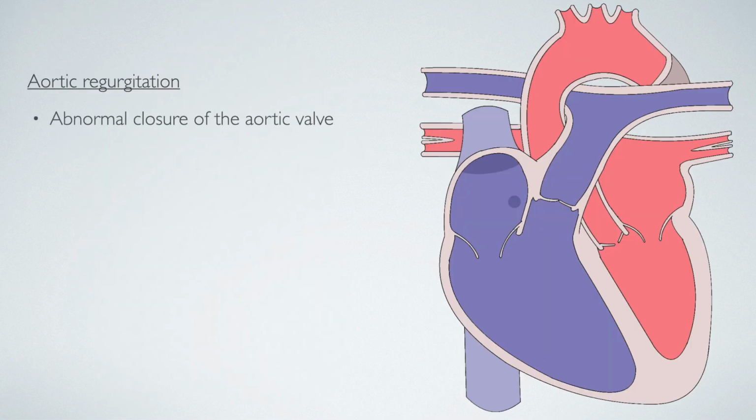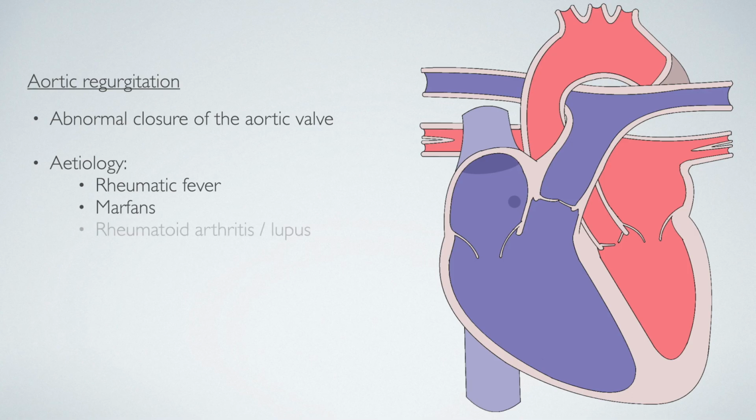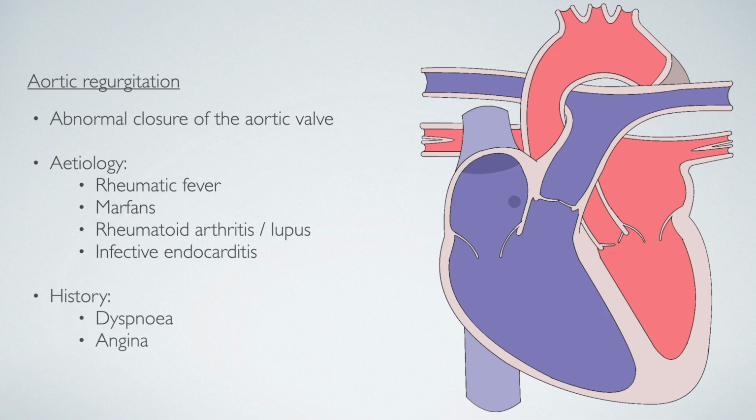Aortic regurgitation is caused by abnormal closure of the aortic valve. This may occur due to rheumatic fever, but is also seen in connective tissue diseases such as Marfan syndrome and rheumatological conditions like rheumatoid arthritis and lupus. Another possible cause is infective endocarditis. The clinical history will usually present with dyspnea, and the patient may present with symptoms of angina.